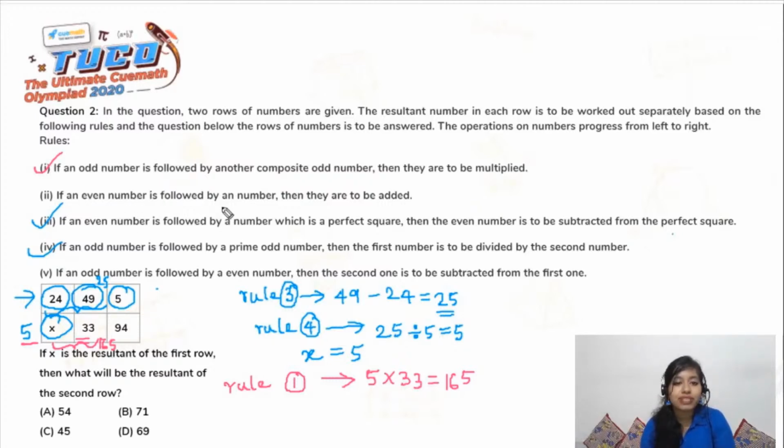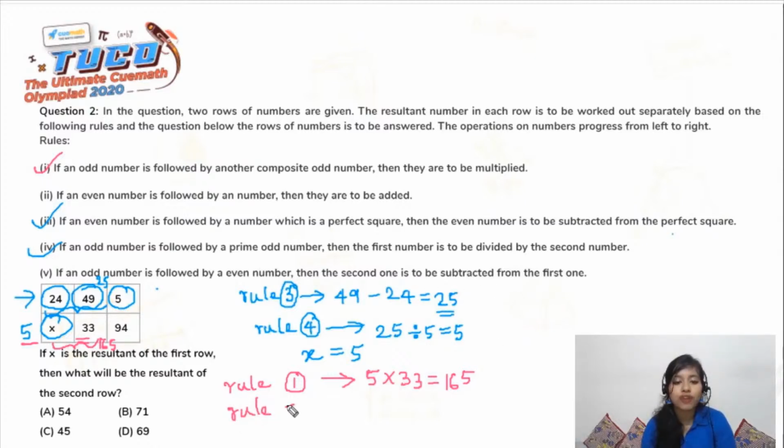If an even number is followed by a number, then they are to be added. Okay, an even number is followed, so definitely it's not going to satisfy. Let's check out the fifth one. If an odd number is followed by an even number, we have the rule. I have 165, which is an odd number, and it is being followed by an even number, which is nothing but 94. Then the second one is to be subtracted from the first one.